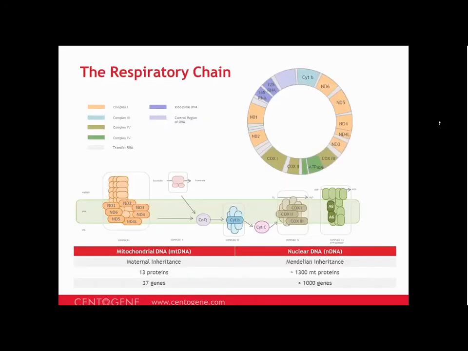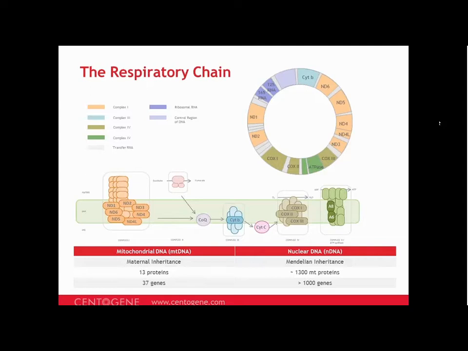So let's have a look at the respiratory chain. The respiratory chain is located within the inner mitochondrial membrane, which is between the intermembrane space and the matrix of the mitochondria. As you see, there are 5 complexes in total, and the mitochondrial genome contributes to encoding all of them except complex 2. Because complex 2 is succinate dehydrogenase, and the related gene is located on the nuclear genome.